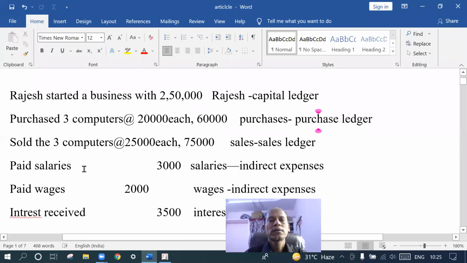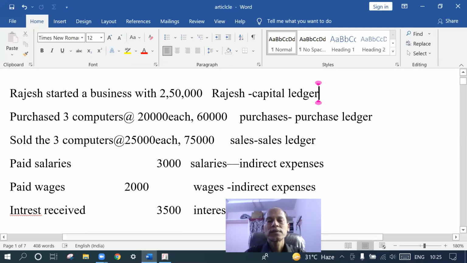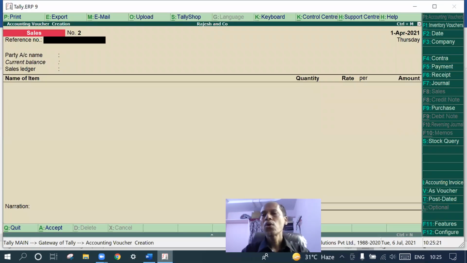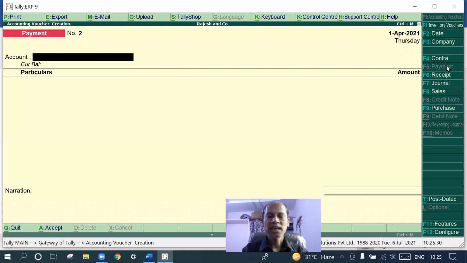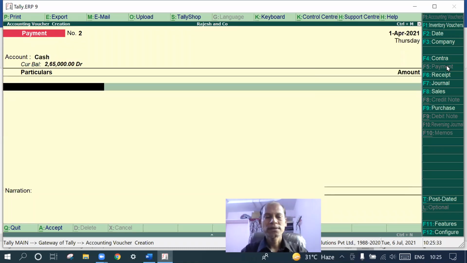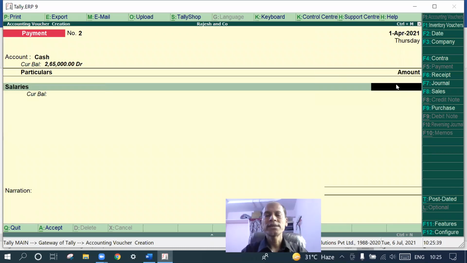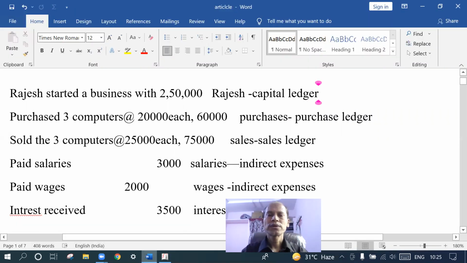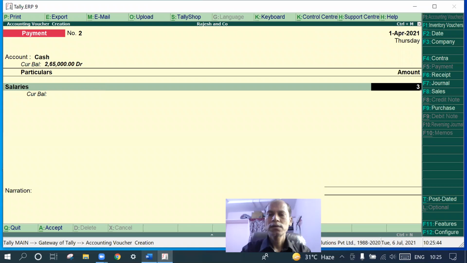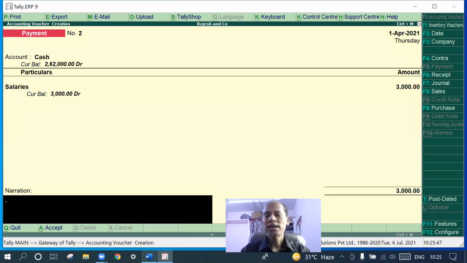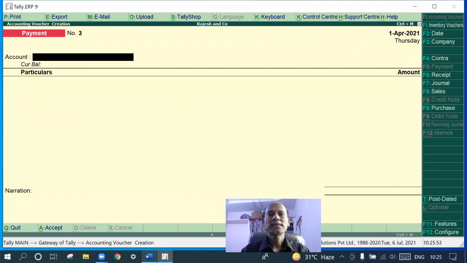Next step is sold computers is forward. Next, paid salaries 3,000. So paid cash payment. So we should go to the payment. Paid salaries. So cash paid. For what? See, salaries. How much amount we paid? I have to see. How much amount? 3,000. Yes, enter. We have to write the narration, paying the salaries paid like that. Enter. Accept. Next one is also payment.